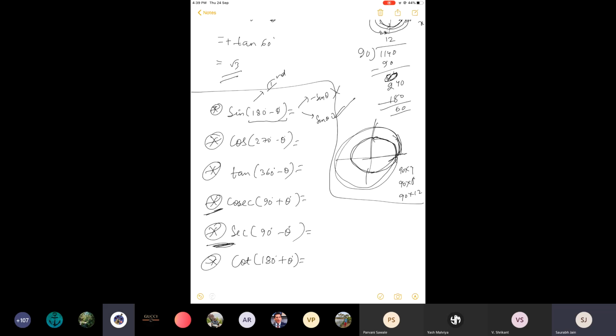Minus sin theta. Minus sine theta. 270 odd multiple. Cos will change to sine. Angle will be theta. Why negative? 270 minus, third quadrant. Third quadrant cos is negative.